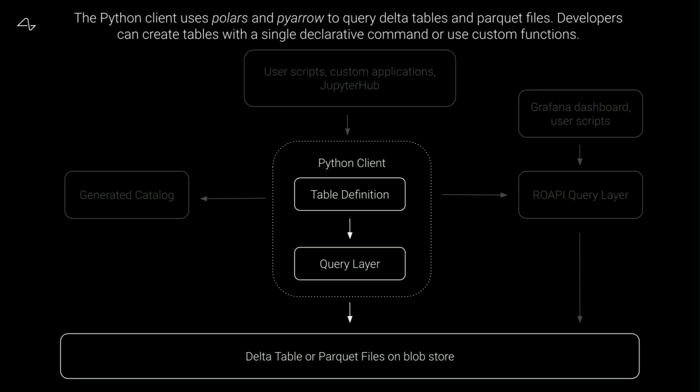So the Python client itself uses polars and Apache Arrow in order to query the Delta tables and the Parquet files. So with a single declarative command, a developer can create a table definition, and we've already written the code to automatically configure that to be an Apache Arrow query that fetches from S3 or from whatever data source you have in mind. And the result is a polars lazy frame that lazily evaluates the query once the user actually wants to do something useful with it.